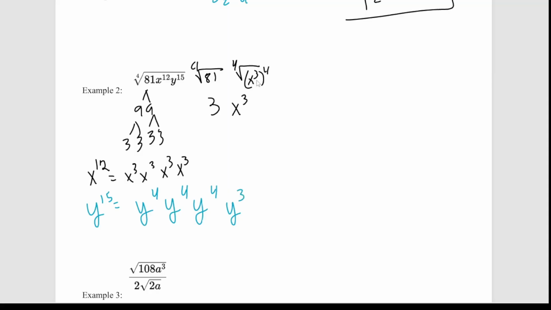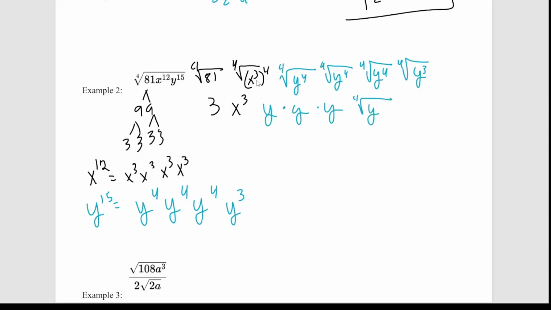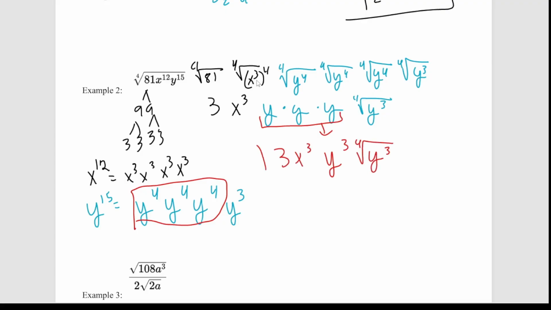So I can go ahead and rewrite this as the 4th root of y to the 4th times another 4th root of y to the 4th times another 4th root of y to the 4th times a 4th root of y cubed to give us a total of 15th, and we know that the 4th root of y to the 4th is just y, and then we'd still have a 4th root of y cubed left. So if I'm going to write that more succinctly, y times itself 3 times will give us y to the 3rd, aka I had 3 of those, so that became y to the 3rd, 3x to the 3rd, 4th root of y to the 3rd, all left underneath there.